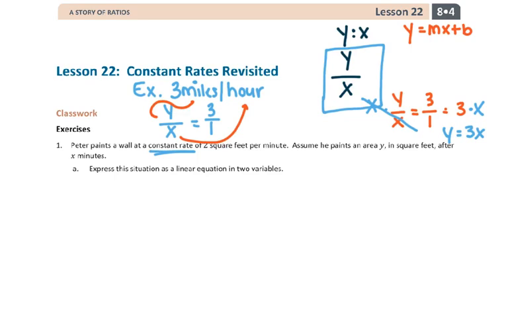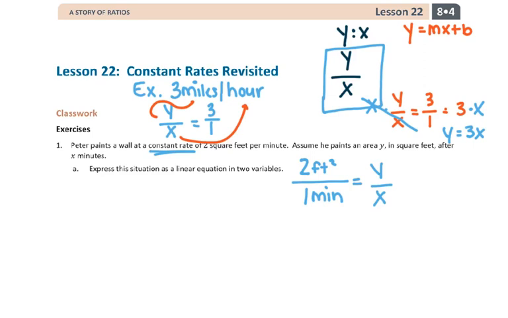And they told us that he's painting this wall at 2 square feet, so I'm going to put 2 square feet per 1 minute. Now, you don't have to include your units because they've already given us the units, but I'm just explaining this to you guys. So we have 2 square feet per minute. And remember, we represent that as y over x. And they tell us, assume he paints an area y, so we put our y in the correct spot, in square feet after x minutes. So we put our minutes at the bottom of our equation.